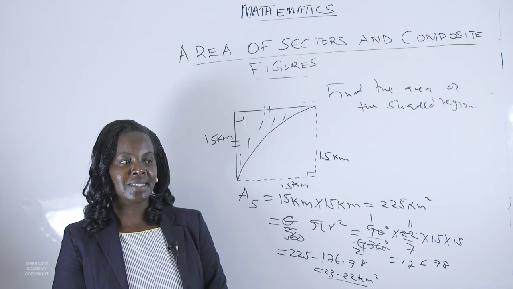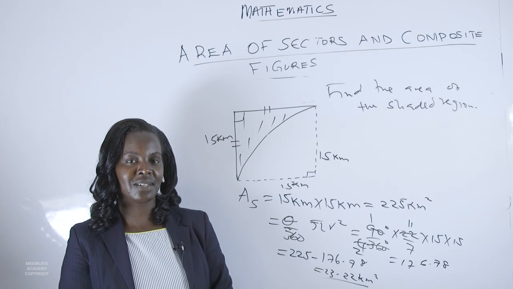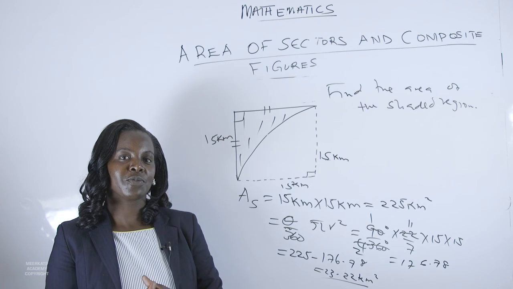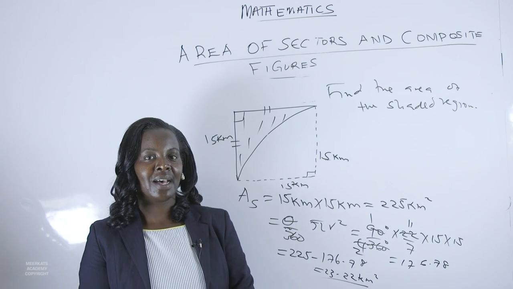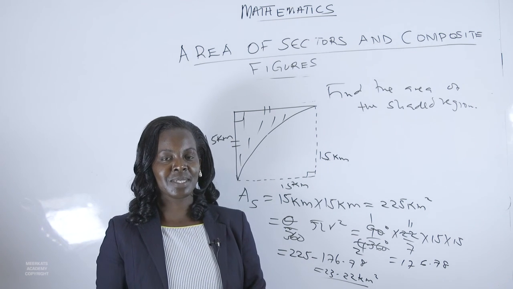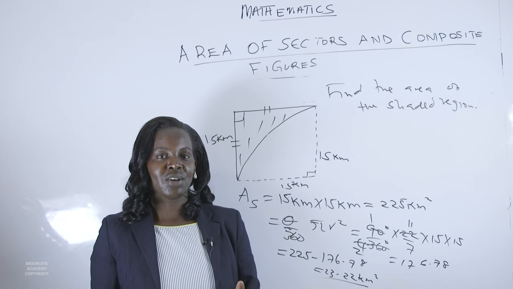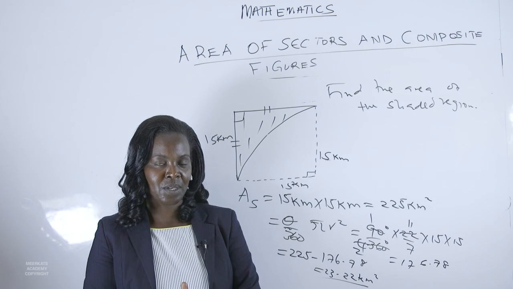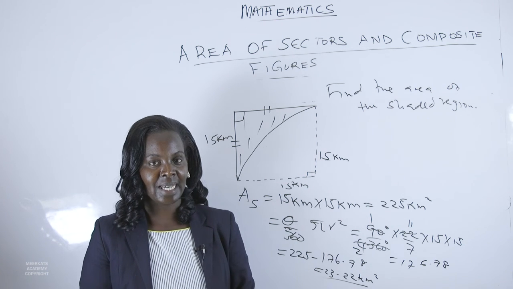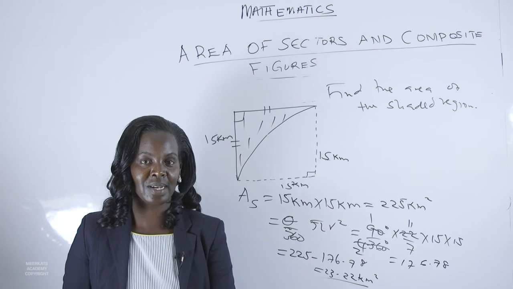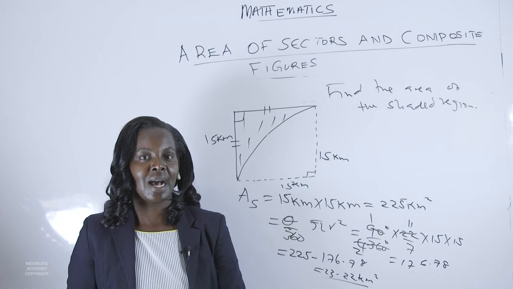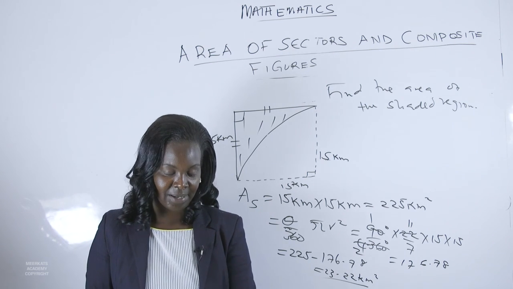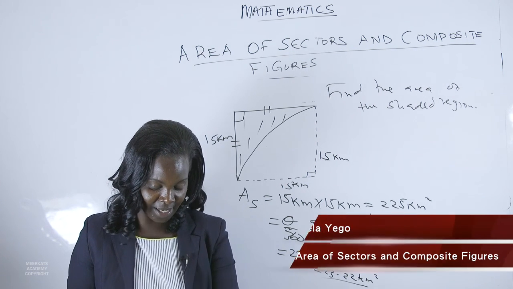For composite figures, we said a composite figure is made up of 2 or more basic shapes. And for you to be able to find the area of a composite figure, you need to identify the basic shapes, calculate their areas. You can add or subtract depending on what is required. So that is what we have learned today. Next lesson, we will learn about how to calculate the surface area of prisms.